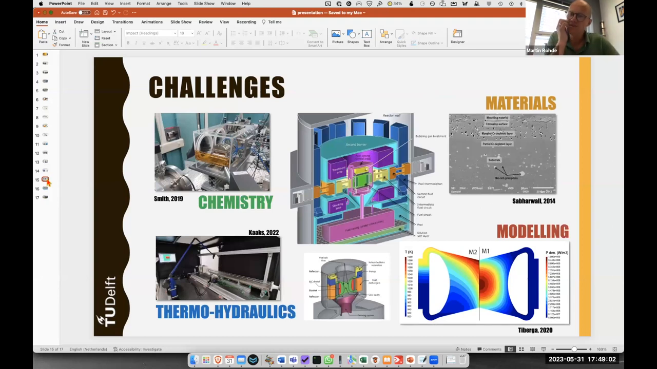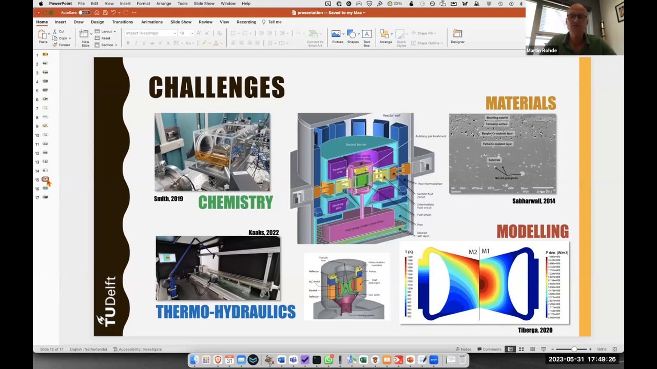Yeah, there are, of course, challenges, but I would say these are challenges that can be overcome. If you compare to fusion, which is much more difficult. But of course, there are still challenges. We're working here in Delft on the chemistry. There's a lot of very complex chemistry in this type of reactors with actinide chemistry.